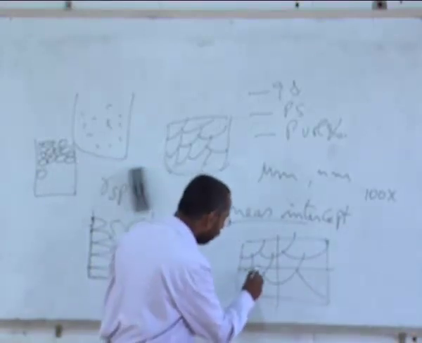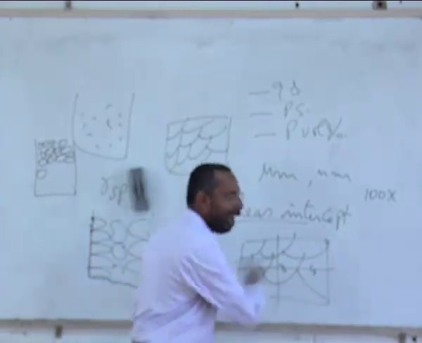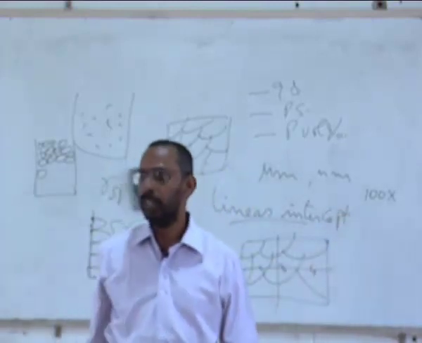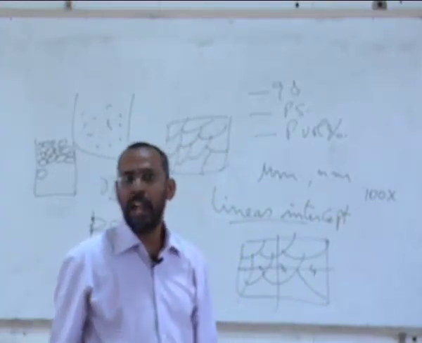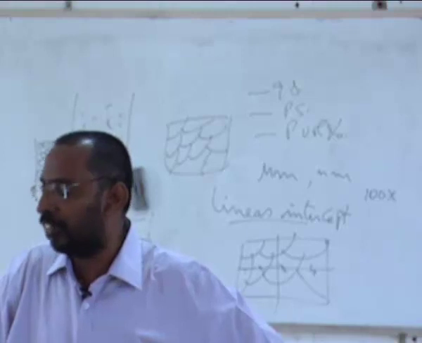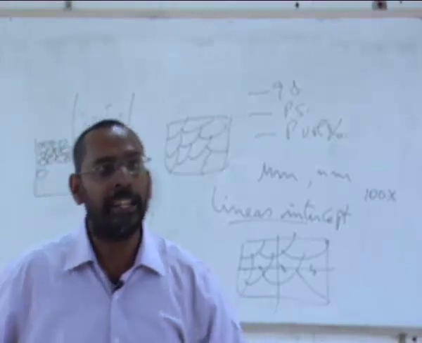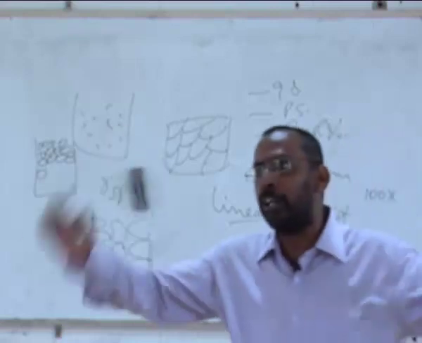For example, 1, 2, 3, 4. In this length, I have 4 grains. Similarly, I do it in the other direction, and do this on some 10 different regions or 20 different regions, so that I can get a statistical average of the total number of grains in a particular unit length.